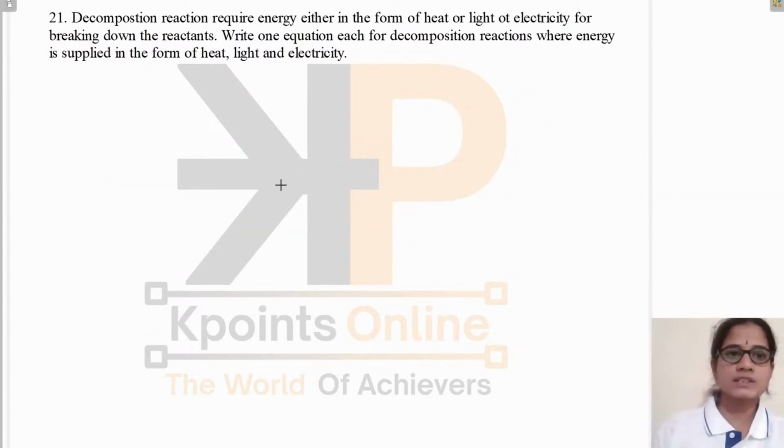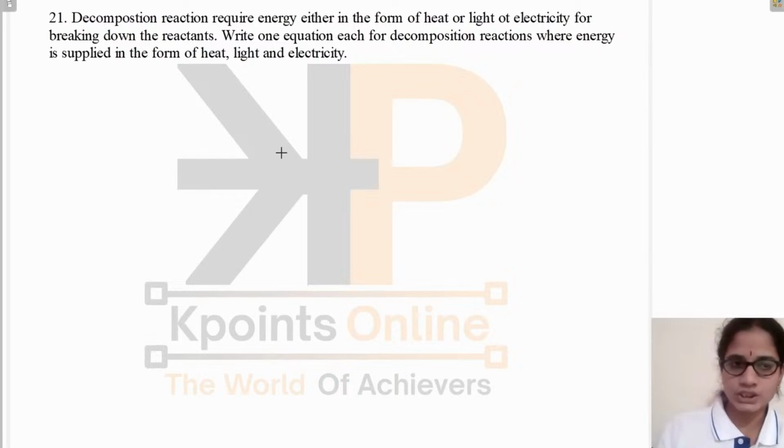Okay, next the question is: decomposition reactions require energy either in the form of heat, light or electricity for breaking down the reactants. Write one equation each for decomposition reactions where energy is supplied in the form of heat, light and electricity. It is a straightforward question. We have to write the decomposition reaction, each equation for thermal decomposition, electrolytic decomposition and photolytic decomposition. Okay. Let us write the answer.